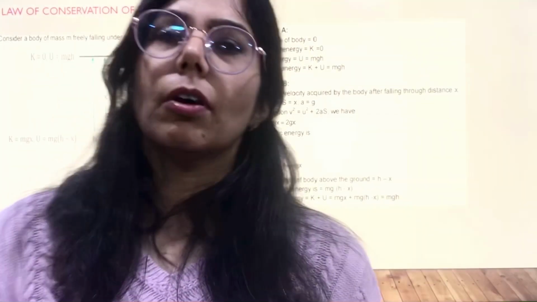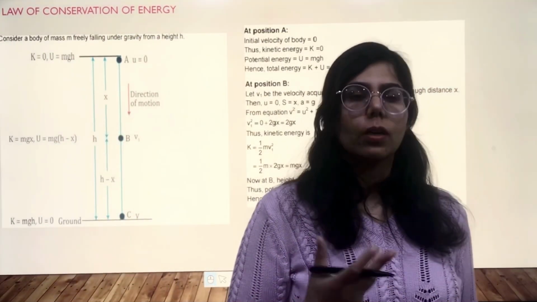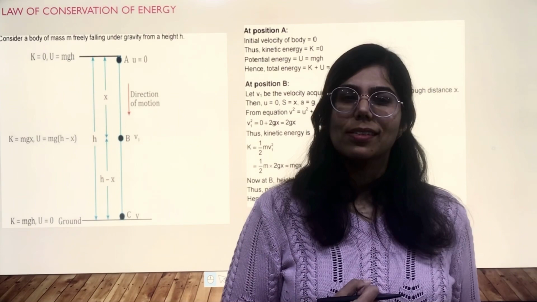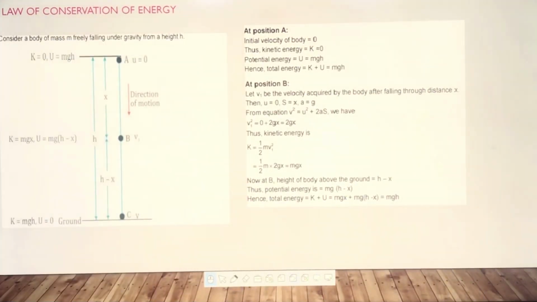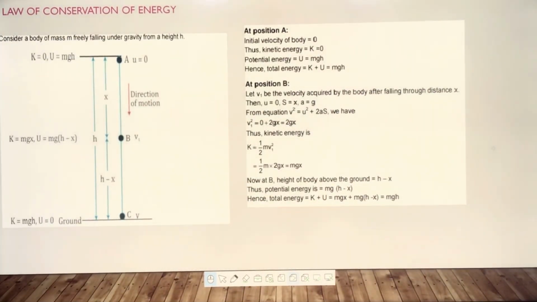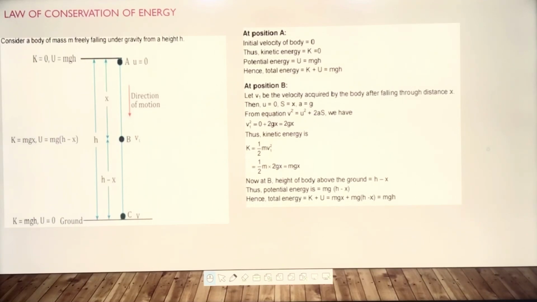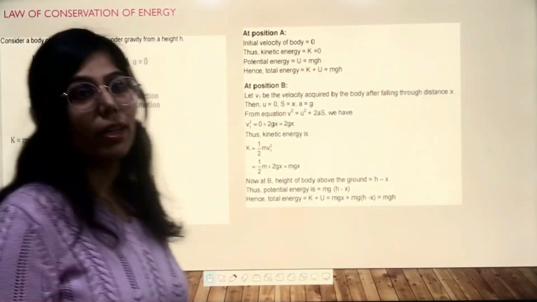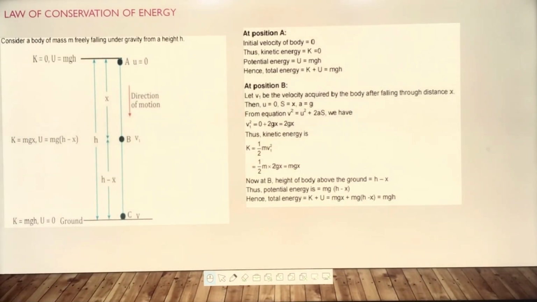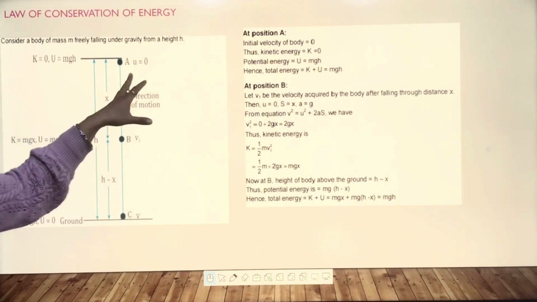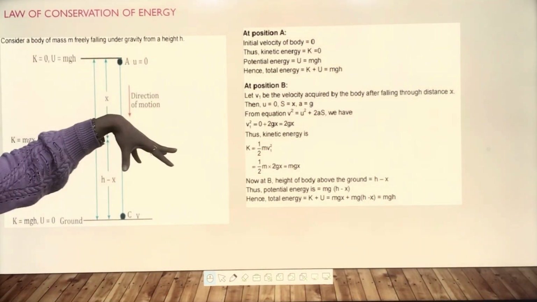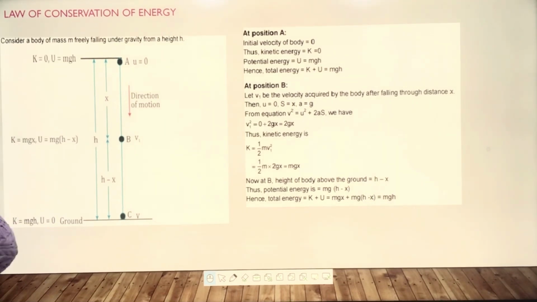Now with some of these examples, we will take one example by which we will prove the law of conservation of energy. Let us start. Let us take the free fall example, and we need to consider a body of mass m freely falling under gravity from height h.